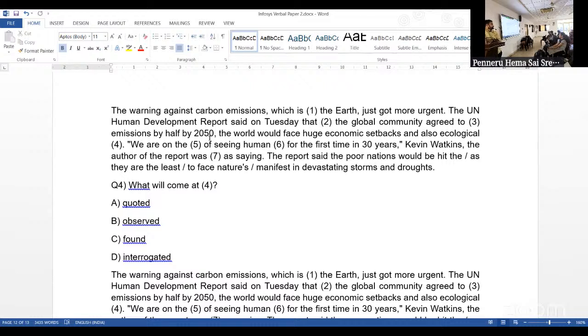Why? Why not other options? If you observe here, they mentioned "world would face." Would face means they did not do any research or anything as such. They are just saying the world would face. That is the reason we have to take "observed."